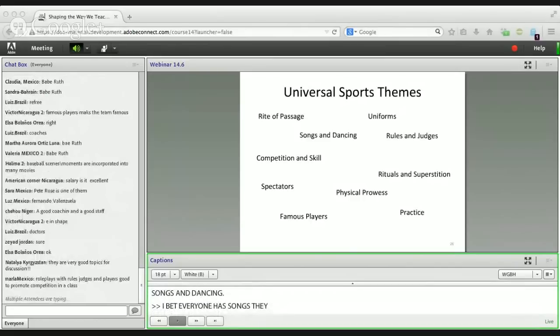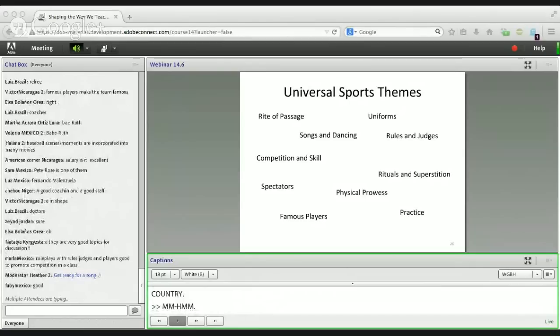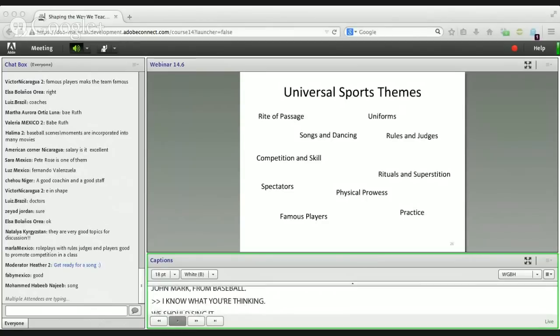I bet everyone has songs that they sing when they go to their favorite sports match in their country. Do you have a favorite song from baseball? I know what you're thinking. I think we should sing it. We should sing the song? Yes, maybe right now. Are you ready? All right, here we go.